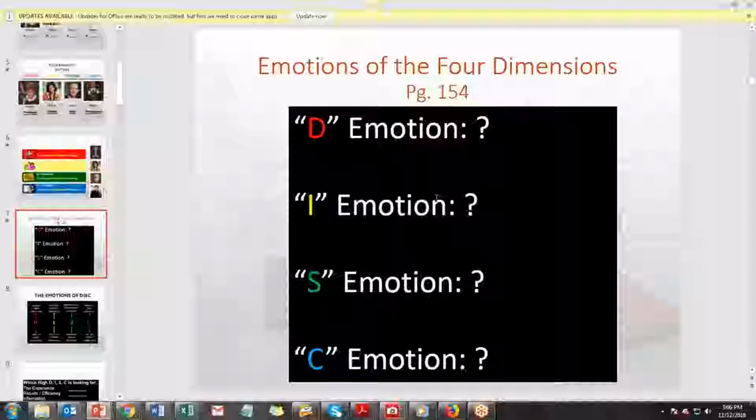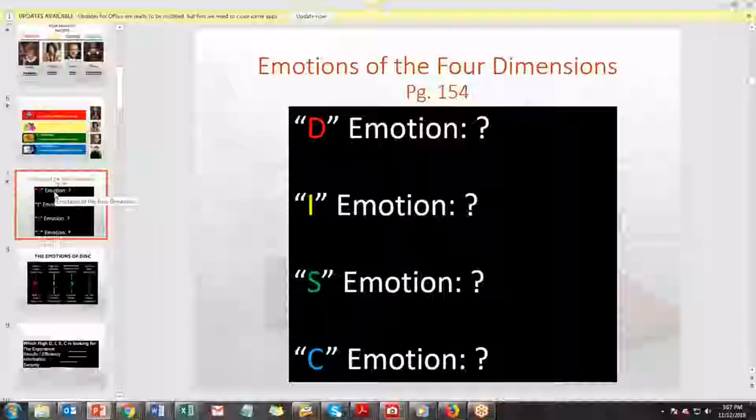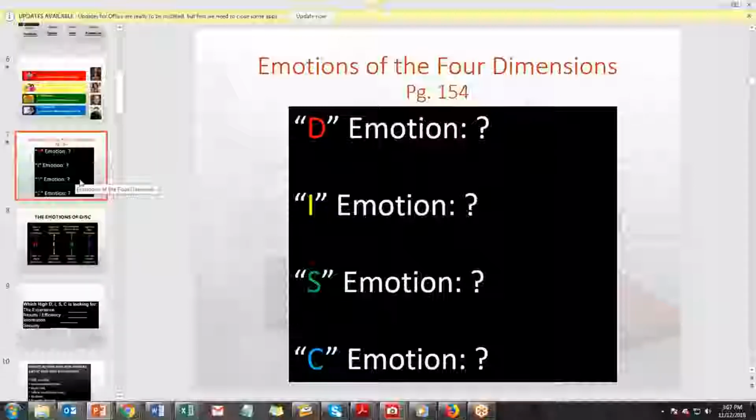So the I, what's the emotion of the I? Oh, it's so good to see you today. Oh, I'm just so excited. How's the family and how's the dog and the cat doing? I is optimism. Yeah, optimism or enthusiasm. S, the emotion. S doesn't show emotion. Non-emotional. Unemotional. Just remember the duck with the feet under the water. They appear calm, but they can really be stressed out, but you just can't read them.